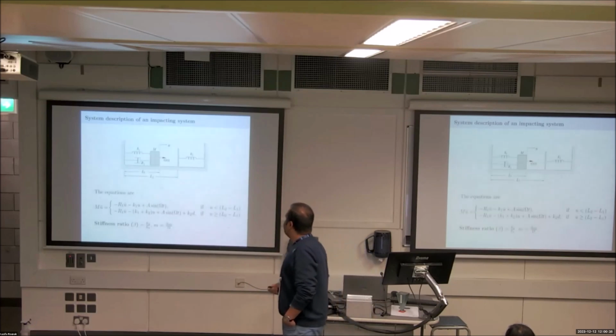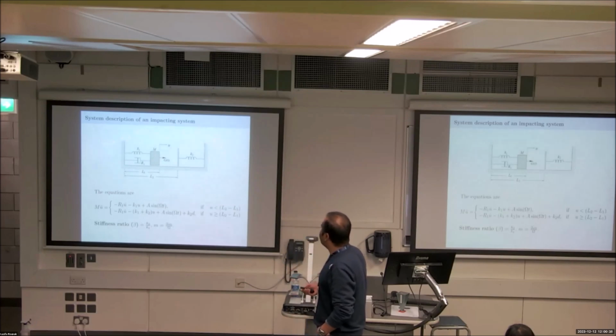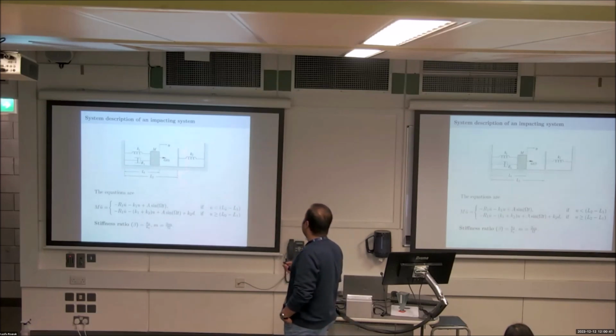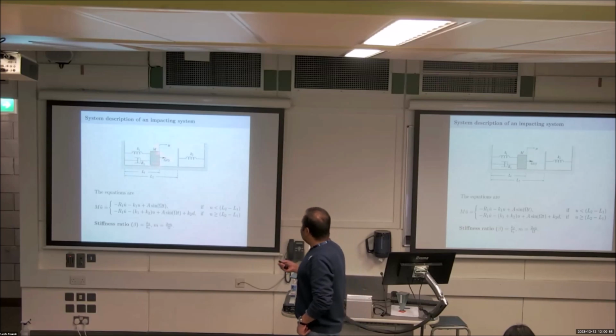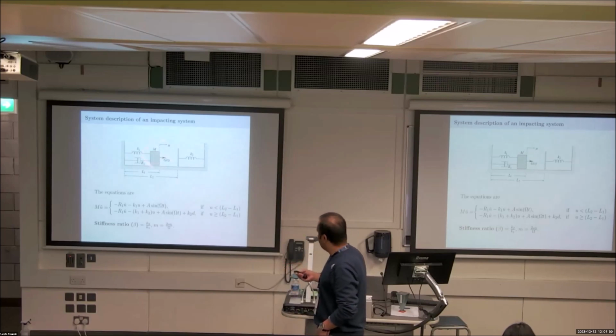This is a schematic representation of a forced damped oscillator with a massless impacting wall. The mass is attached to a hard surface with a damper of damping coefficient R1 and a spring with spring constant K1. Here we apply an external periodic force, which is sinusoidal with amplitude A and angular frequency omega. U is the displacement.